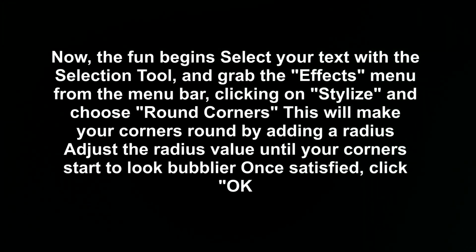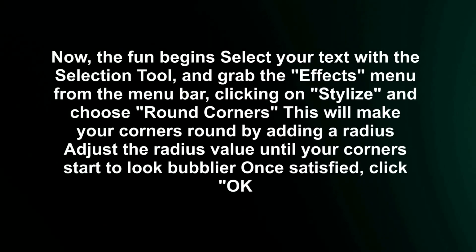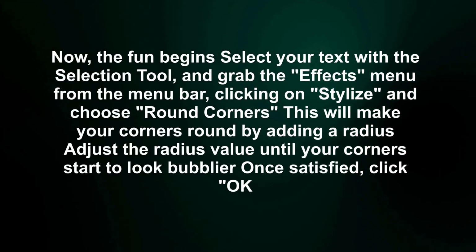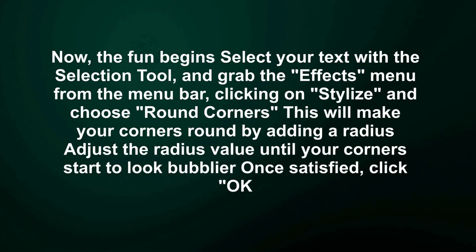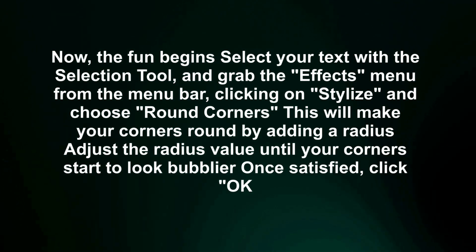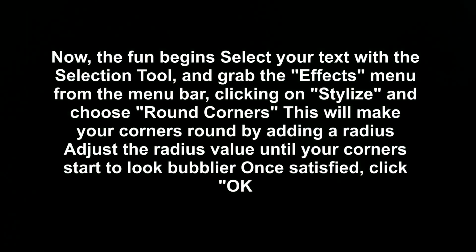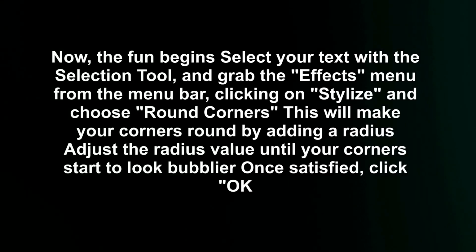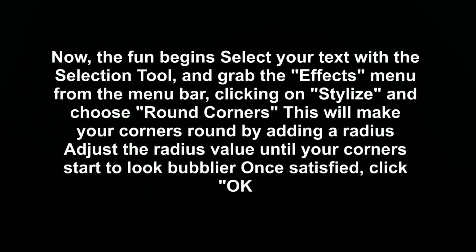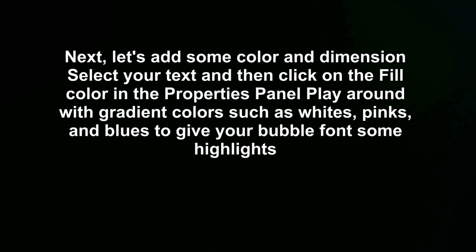Now, the fun begins. Select your text with the Selection tool, and grab the Effects menu from the menu bar. Click on Stylize and choose Round Corners. This will make your corners round by adding a radius. Adjust the radius value until your corners start to look bubbly. Once satisfied, click OK. Next, let's add some color and dimension.